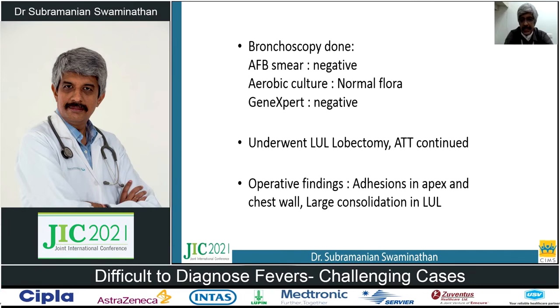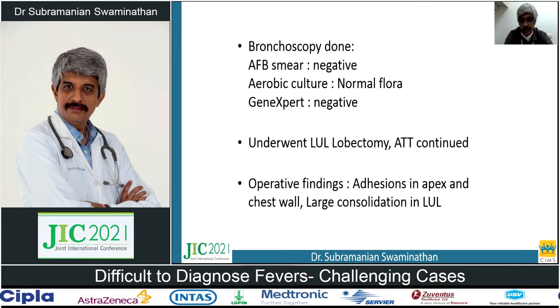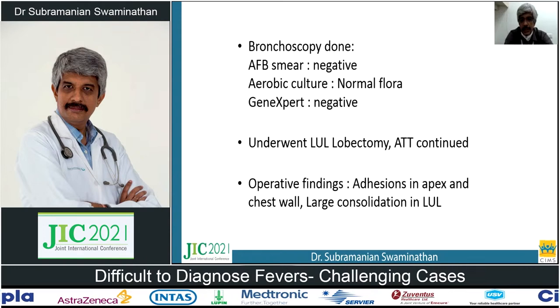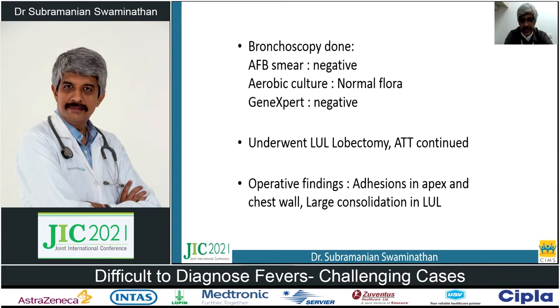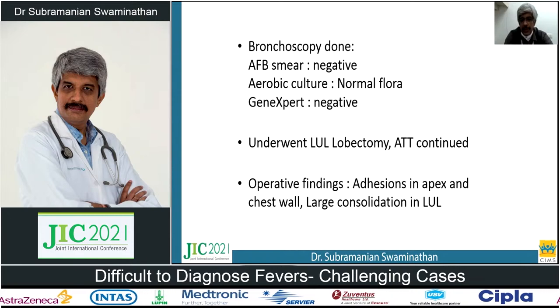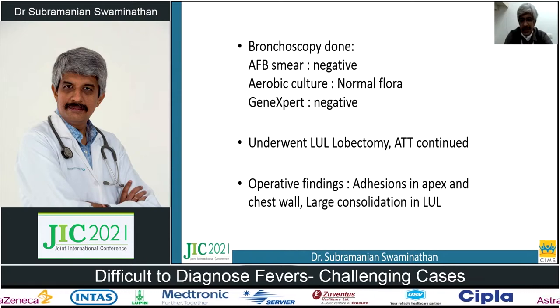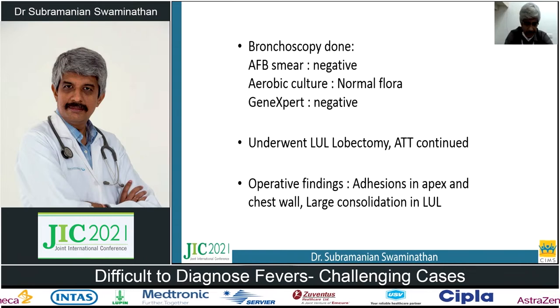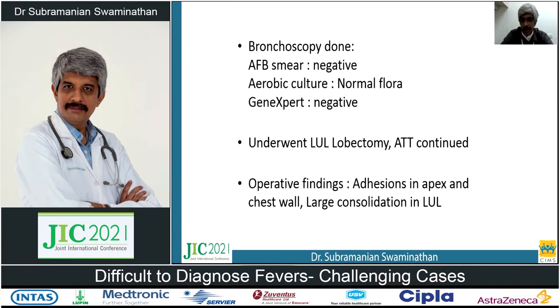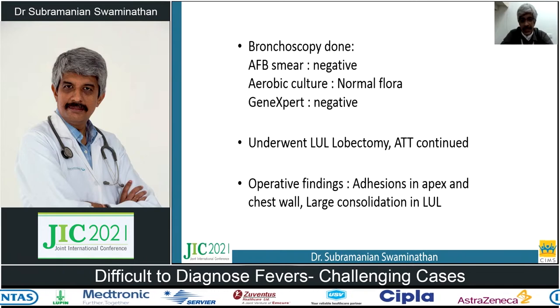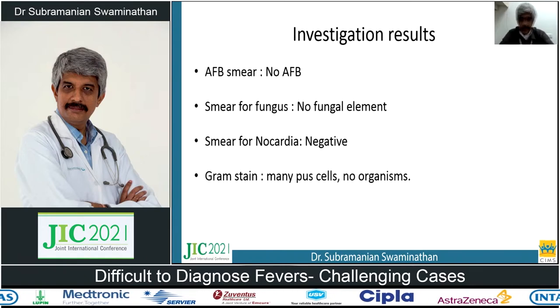And operative findings, it was a nightmare in theater. The whole thing was adherent to the chest wall. There were adhesions in the apex and there was a lot of consolidation in the left upper lobe. So basically the whole upper lobe was necrotic and consolidated and cavitated and stuck. It was basically one god-awful mess. And the surgeon was wondering how come this is not TB.